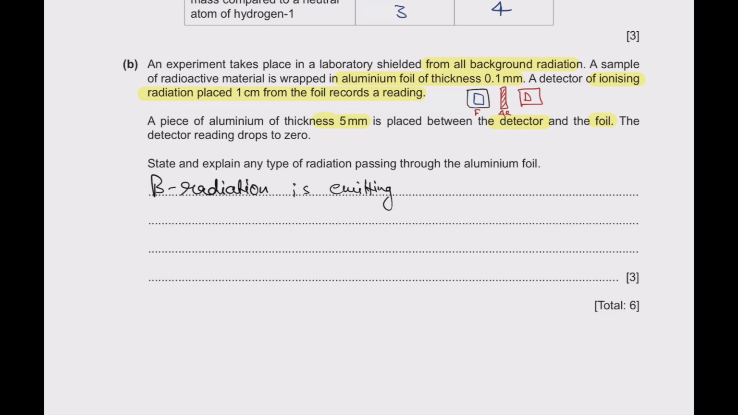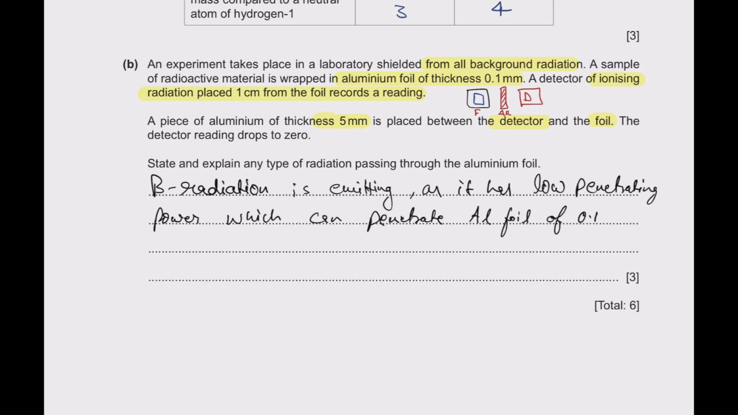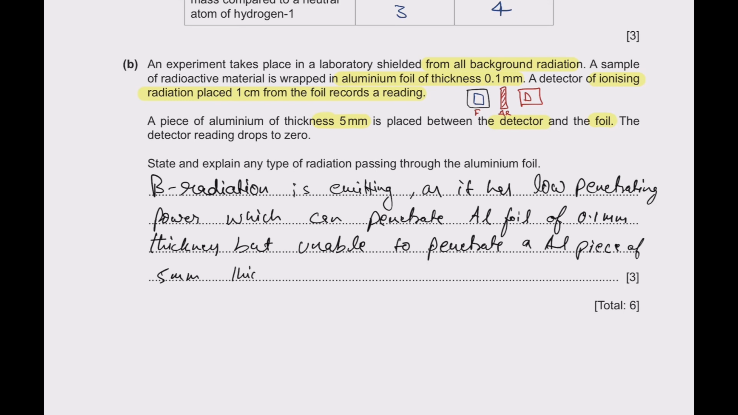because as it has low penetrating power, it can penetrate aluminium foil of 0.1 mm thickness but is unable to pass, or you can say unable to penetrate, an aluminium piece of 5 mm thickness. So that is the explanation.